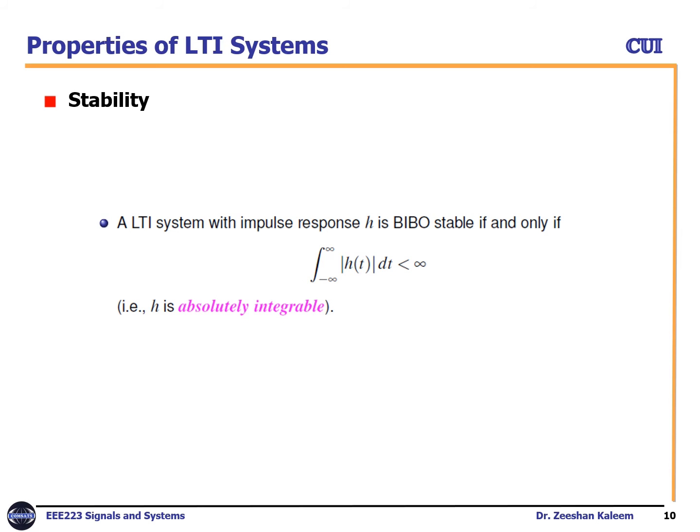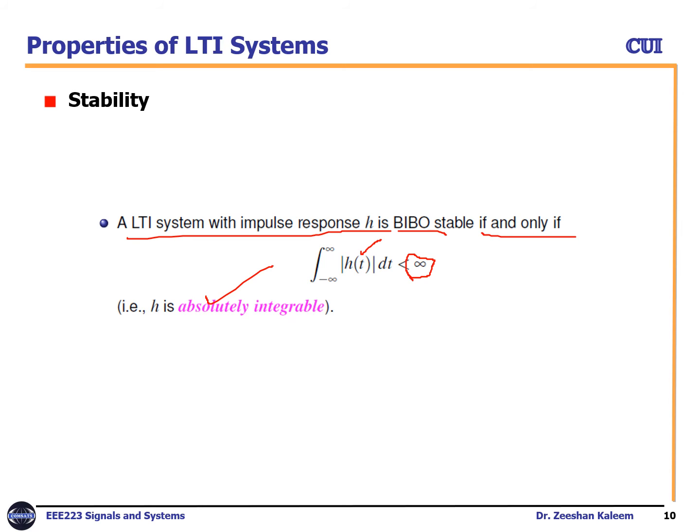It is very important to test the stability of a system. If an LTI system is not stable, if it is not satisfying the property, then it's not a good system. So an LTI system with impulse response h is bounded-input bounded-output stable if and only if you take the absolute of the impulse response h of t, and then integrate, and if this integration is less than infinity, then the system is stable because it is absolutely integrable.